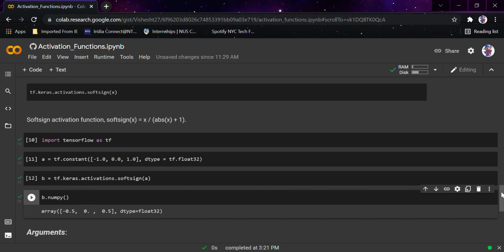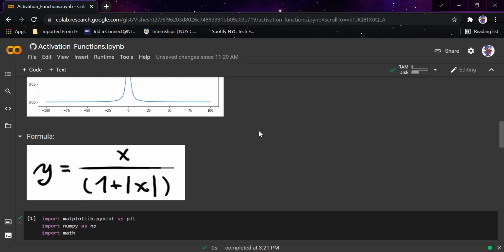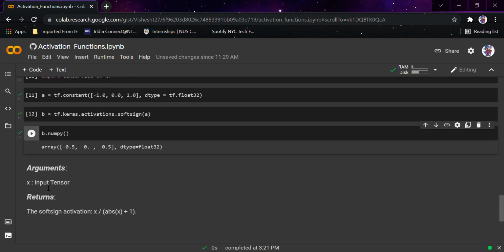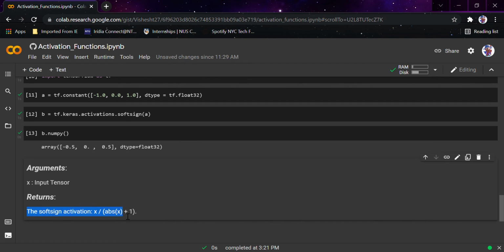The same function we have used here has been applied here. The argument it takes is x, that is the input tensor, nothing else, only that single input x, that is the tensor you are giving to it. And what does it return? The soft sign activation, that is x upon the abs of x plus 1. So it's really simple here. You don't need to put a lot of mathematical concepts here. It's really easy to go.